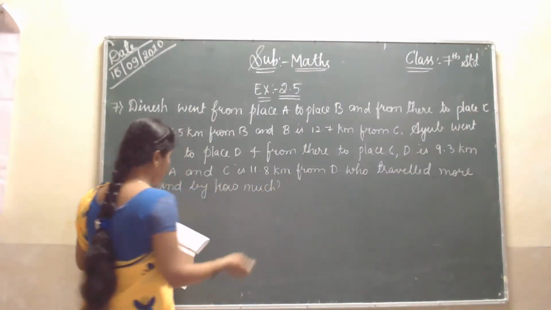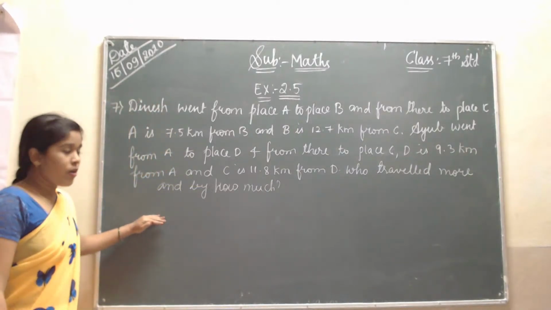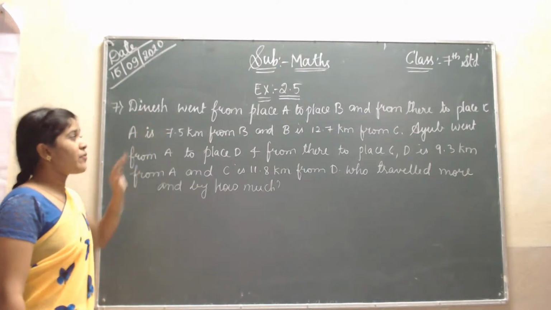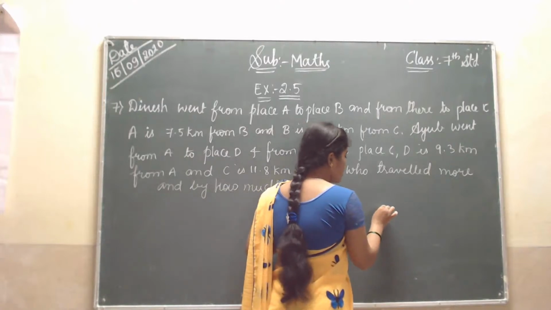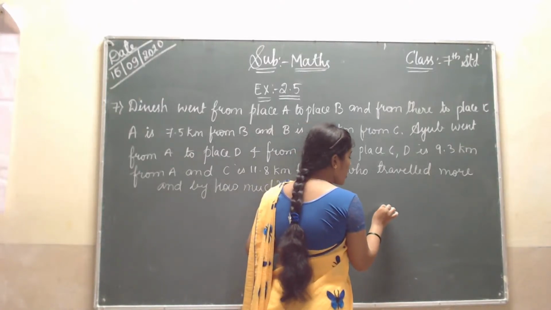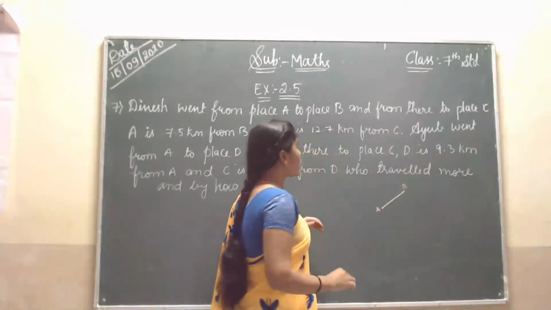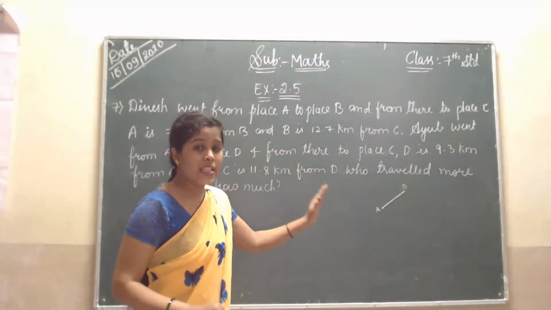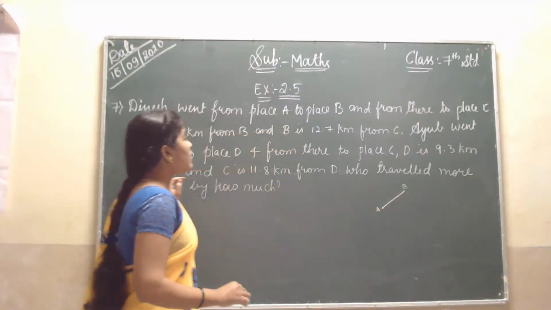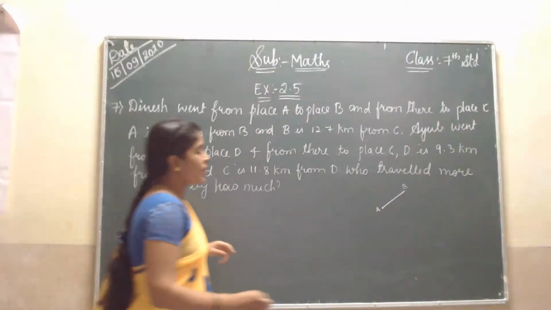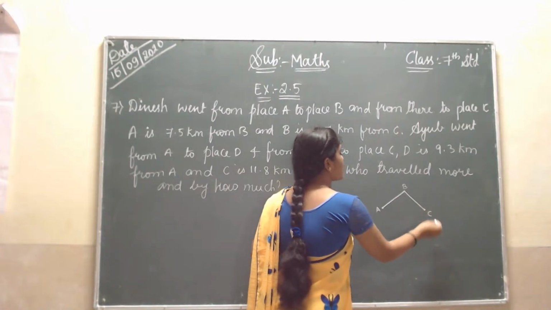See here, one diagram is already given here. I will explain. I will draw. Dinesh is one boy. He is going from place A to place B. From there to C, means from B he is going to C. So this one is C.